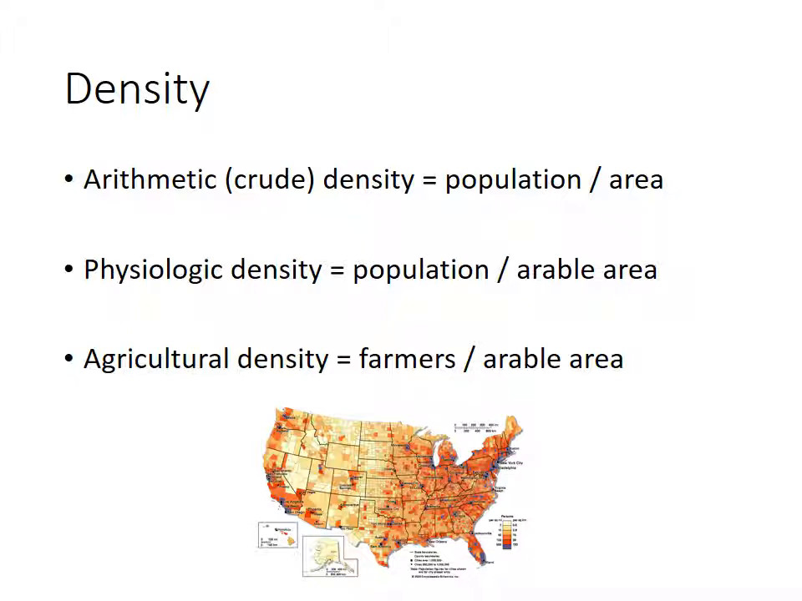Then the last type of density was agricultural density, and that is the number of farmers divided by the arable land in a country. And this will tell you how much demand is put on the land to produce food. So places that have a high agricultural density, you're going to find more subsistence farming and more people farming year-round, whereas in places that have a low agricultural density, you are going to find more commercial farming and fewer people engaged in farming as a whole.